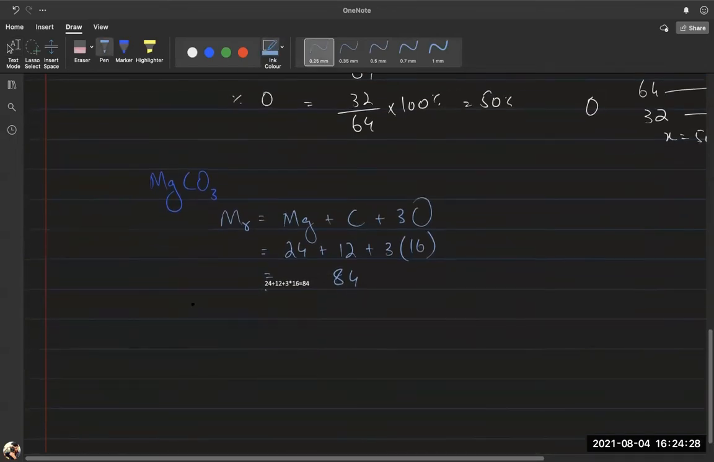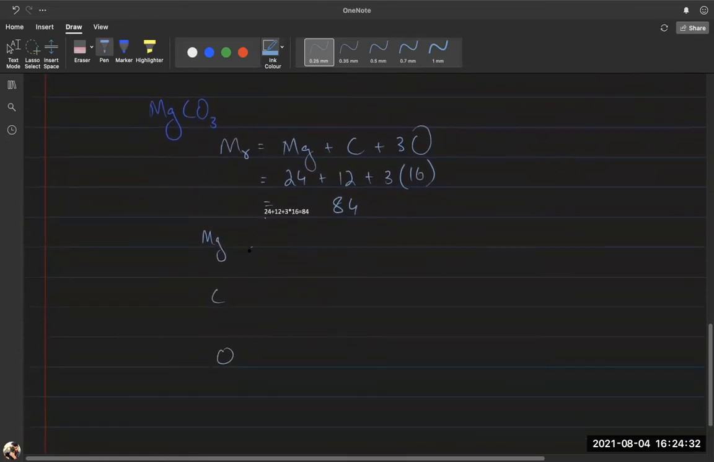Okay, we have 3 elements here: magnesium, carbon, oxygen. So what's for magnesium? If you're using the formula, you have 84 as the total mass. And for magnesium, you have 24. For carbon, it's 12. And for oxygen, it's 3 times 16, which is 48 by the way. So you put it in a calculator and you will get your answers.